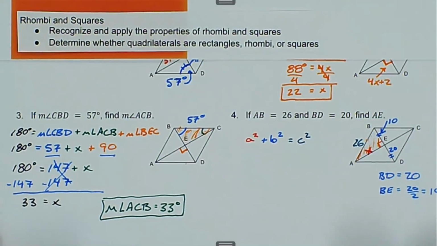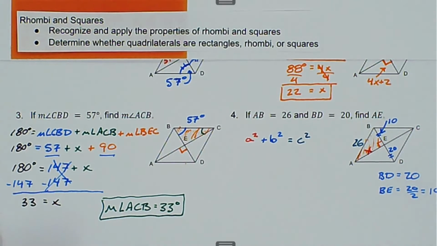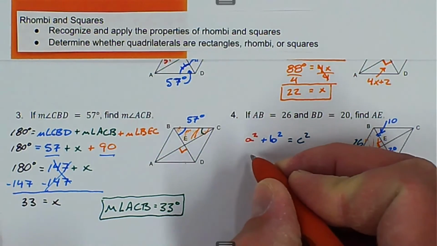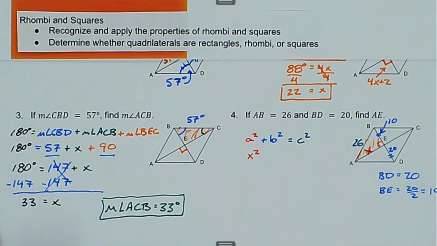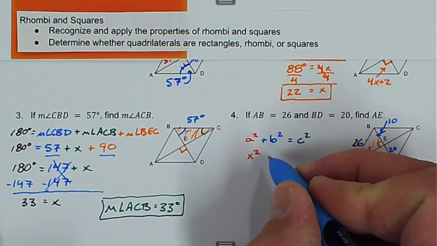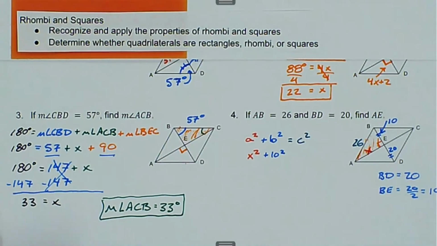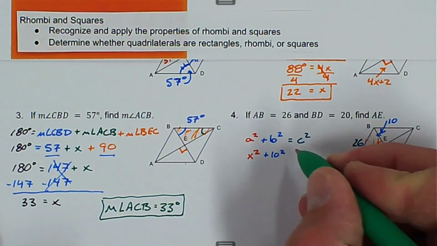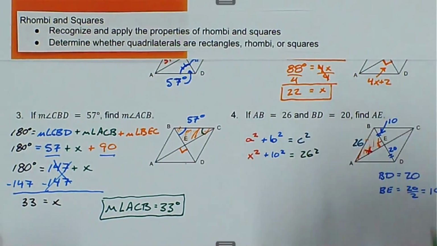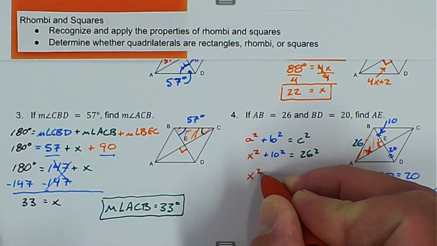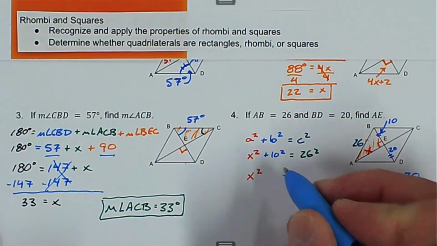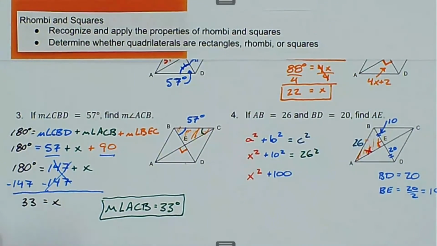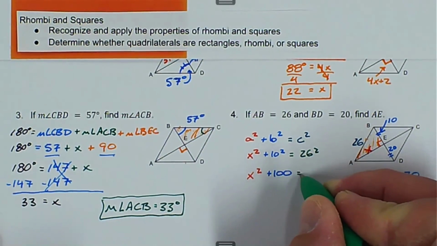And then we just have to substitute those values in. So in this case, a squared, we're not sure what that is, so we're going to put a squared as x squared. B squared is going to be 10 squared. And c squared is going to be equal to 26 squared. We can use our calculator and find out those values. We still have x squared here. 10 squared is 100. And 26 squared is 676.